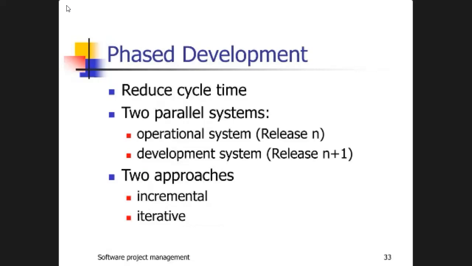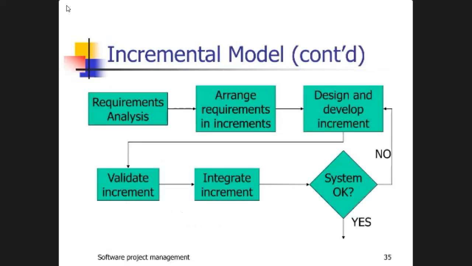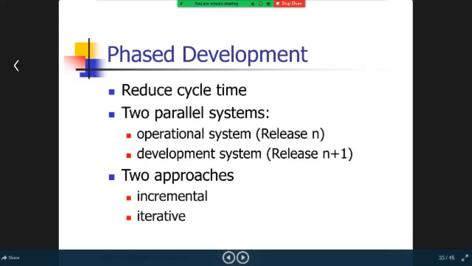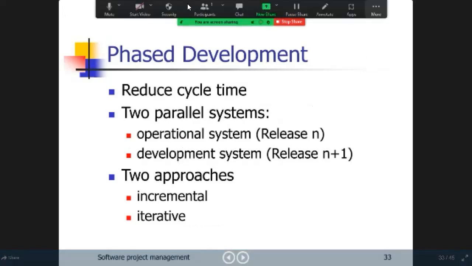This is the phase development. Reduce cycle time to parallel system. Operational system, that is release n, development system, that is release n plus 1. The phase development has two approaches: first one is incremental and second is iterative. We will see these approaches in the next lecture.